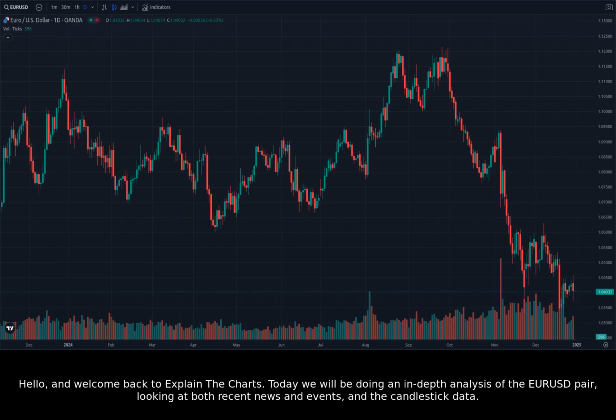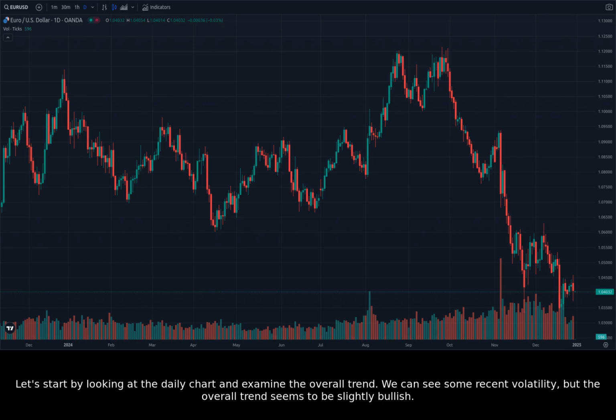Today, we will be doing an in-depth analysis of the EURUSD pair, looking at both recent news and events and the candlestick data. Let's start by looking at the daily chart and examine the overall trend. We can see some recent volatility, but the overall trend seems to be slightly bullish.